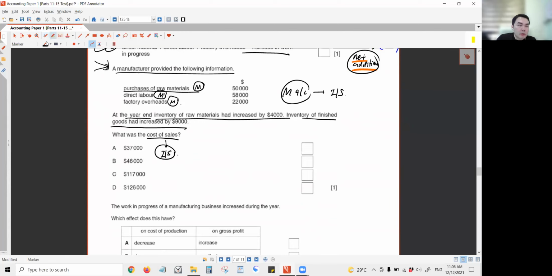Okay, this question, the challenges are here. So they say raw material had increased by 4,000. You can take any number for the opening raw materials. It doesn't matter. You will still result in the same answer. So opening raw material maybe 10,000. Then the closing raw material must be 14,000.